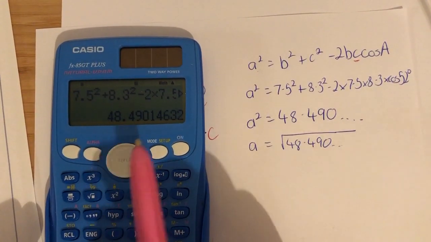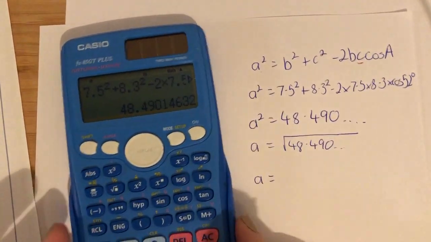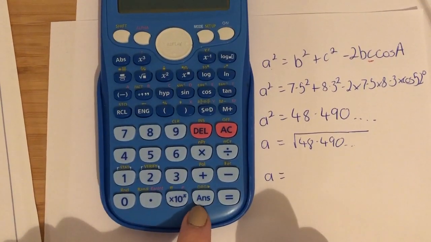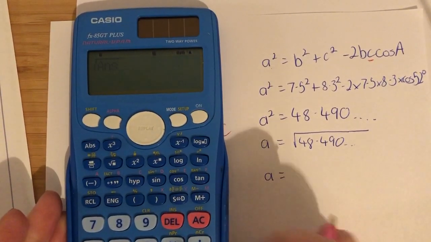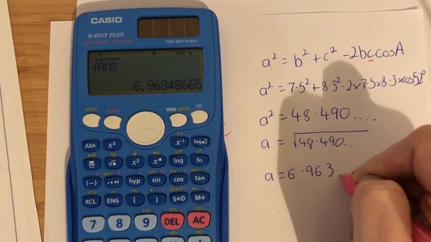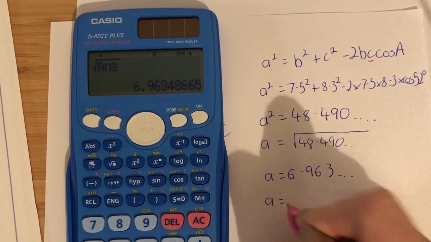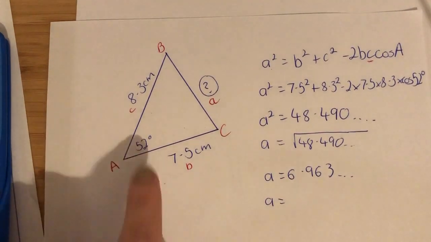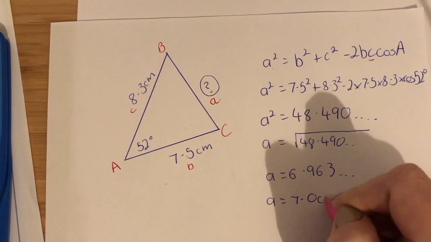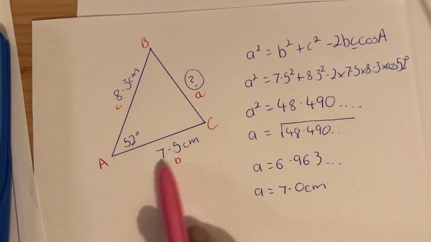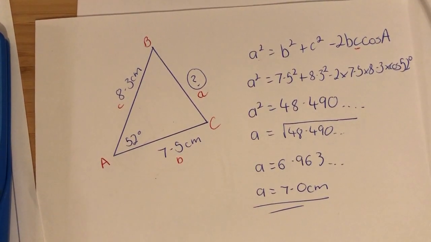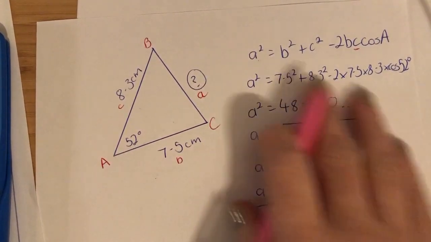We don't want to round it too soon, so we can just do on the calculator the square root of that answer. So I just press the Ans button at the bottom. So the square root of that answer equals, so A equals 6.963... A equals, I'm going to round it up to 7.0 centimetres, just rounding it to the same number of decimal places as the other two sides. So A is 7.0 centimetres or 7 centimetres. So that's your basic way to use the cosine rule.